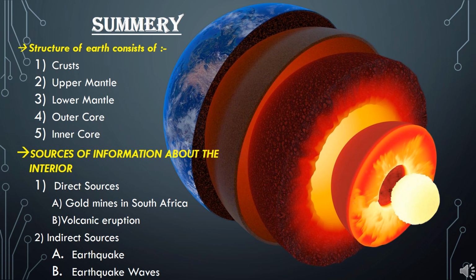Let's look at the summary of the lecture. What we have studied in the lecture is the structure of the Earth, which consists of crust, upper mantle, lower mantle, inner core and outer core. The crust and upper mantle make the lithosphere.